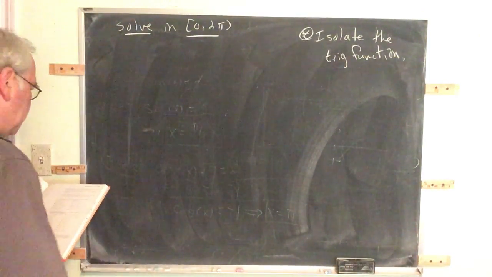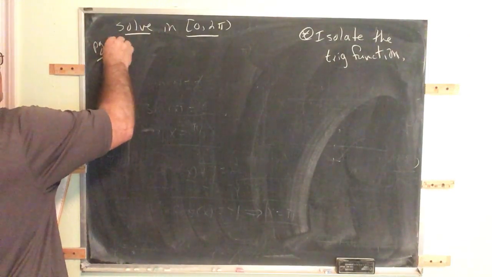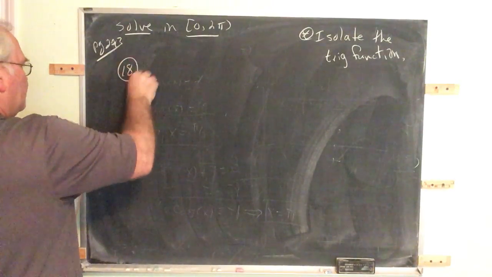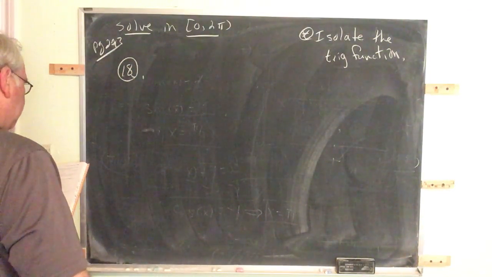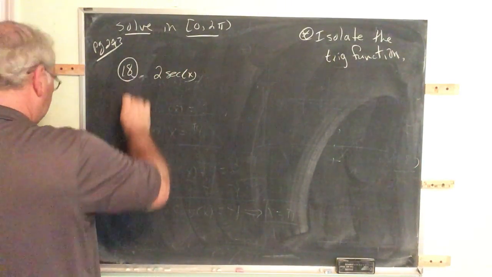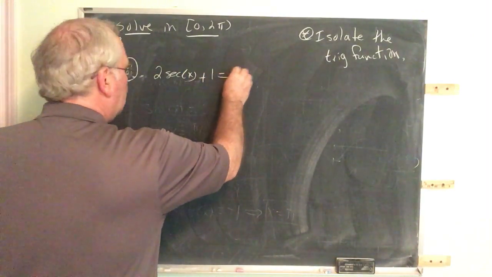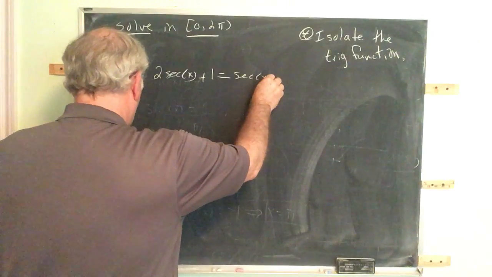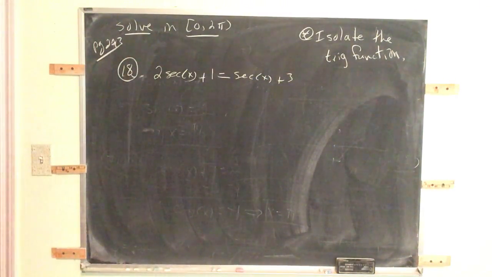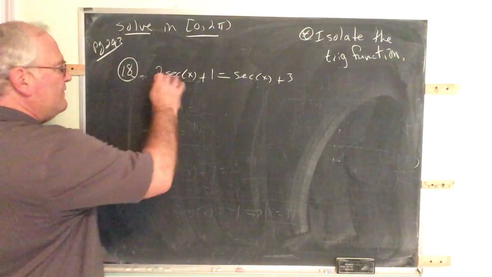All right, so we're going to continue solving here on page 273. We're still solving from 0 to 2 pi. This is number 18, as in Peyton Manning. This is 2 secant of x plus 1 is equal to secant of x plus 3. All right. Isolate the trig function.